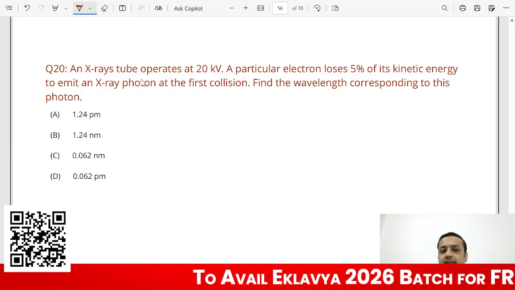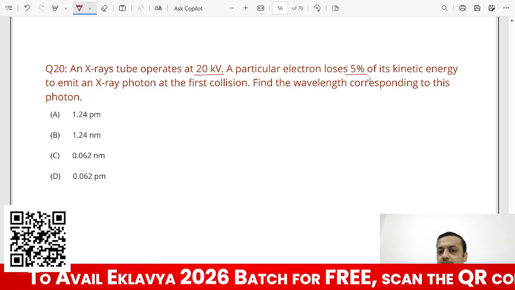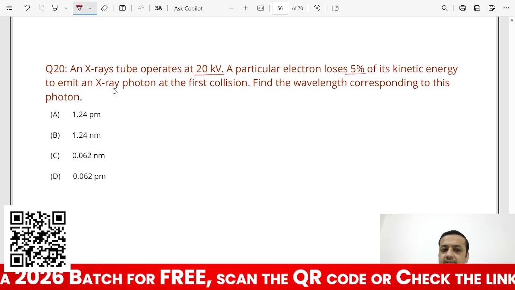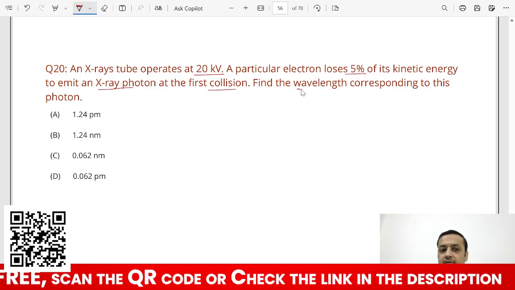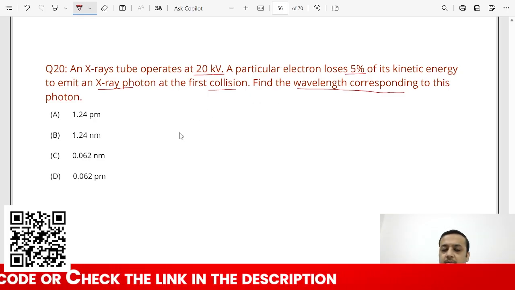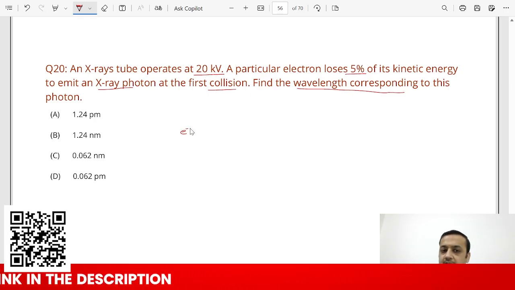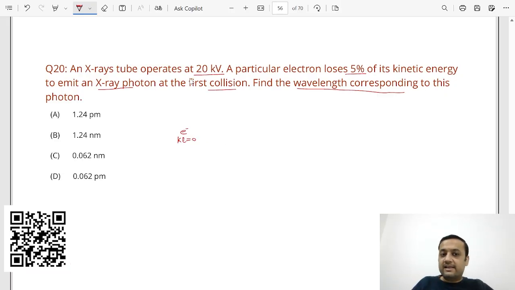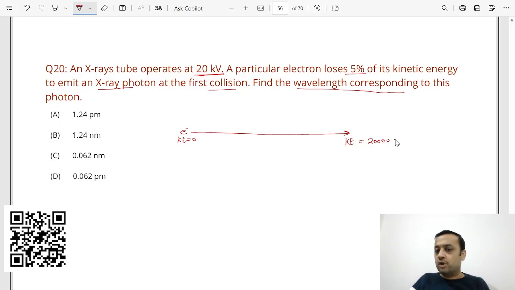Now look, basically an X-ray tube operates at 20 kV. A particle, an electron, loses 5% of its KE to emit an X-ray photon in the first collision. You have to find the wavelength of this photon. Now see, suppose the electron starts at 0 kinetic energy, when it is released. Then when it accelerates, the operating voltage is 20 kilovolt. So by the time it enters the target element, its kinetic energy would have become 20,000 electron volt, because it has been accelerated through 20,000 volts. So here the kinetic energy of the electron would be 20,000 electron volt.